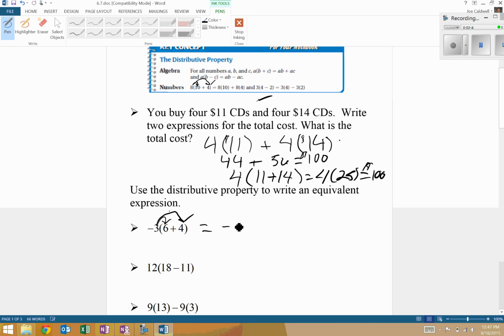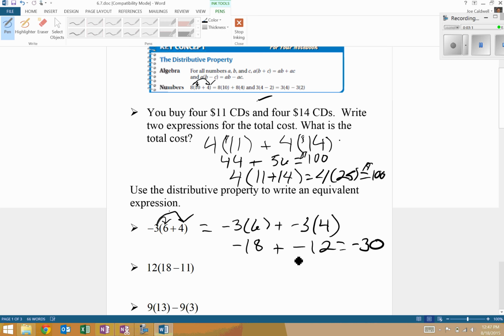So let's do this. We have negative 3 times 6 plus negative 3 times 4. Don't forget to bring that negative sign there. So that's a different way to write it. Either way, we're going to get the same answer. We're going to end up with negative 18 plus a negative 12. That's going to give us negative 30. Signs are the same, we add them up.